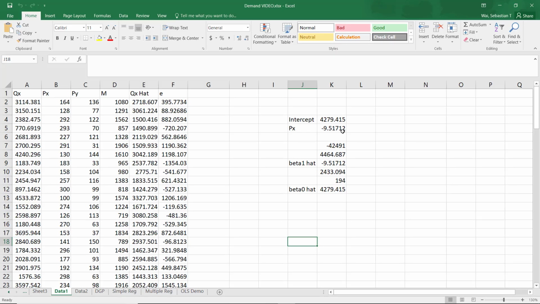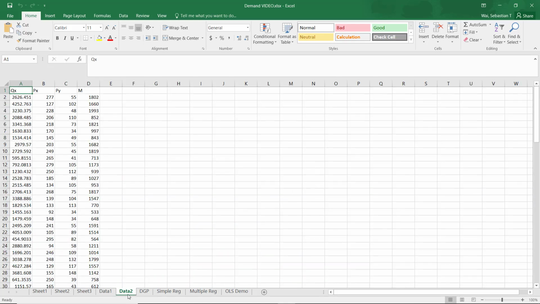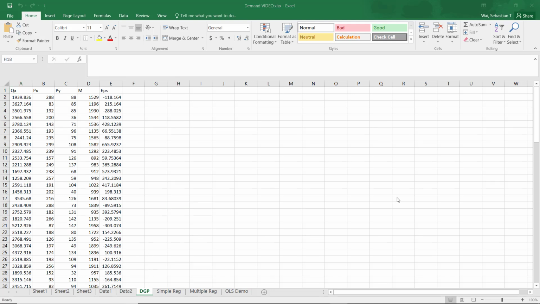We previously ran a regression using Data 1. In that regression, we got the results right here, the intercept of 4,279 and slope of negative 9.5. We're now going to go over to the tab Data 2. This looks very similar to Data 1, it's just a new sample from the exact same DGP that I pulled the Data 1 sample from. If you want to actually go and look at the DGP, you can go to the next tab right here. If you want, you could even use this DGP to generate another sample of your own. But let's just go back to Data 2.